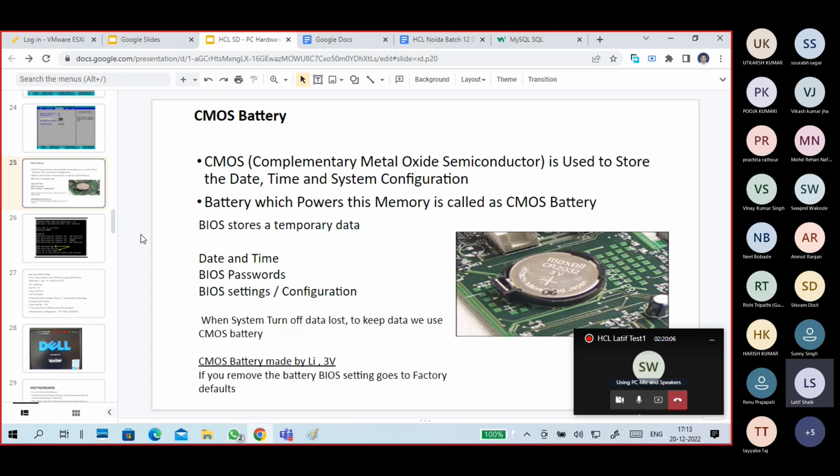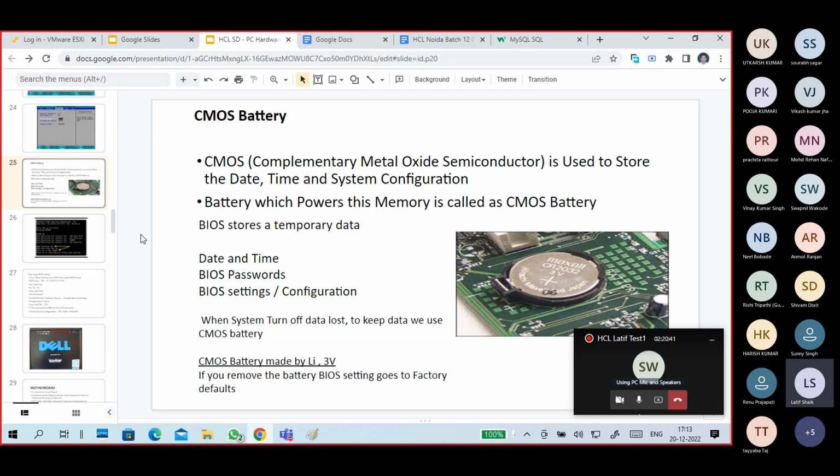But when you power off your system, power supply is not going to your BIOS chip. So what happens? Your BIOS settings go to factory default. Restore to factory default. Your date and time is gone, your password is gone, and your settings are reset back to the old settings. So every day, are you required to set these settings? Difficult, right?